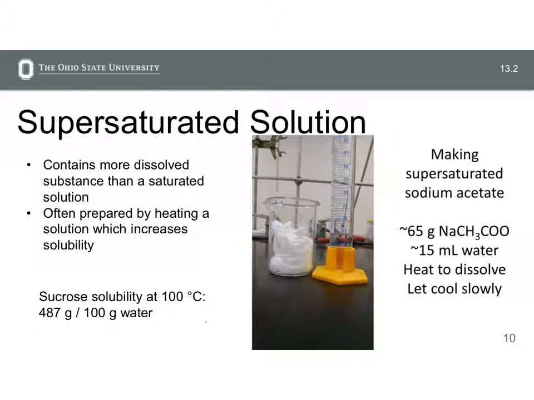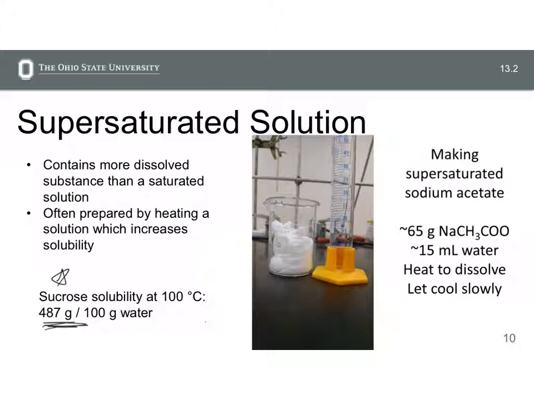Here's a great example. We talked about sucrose. The solubility at 25 degrees Celsius was 211 grams per 100 mL of water. At 100 degrees Celsius, it goes up to 487 grams per 100 grams of water. The ratio is crazy, right?